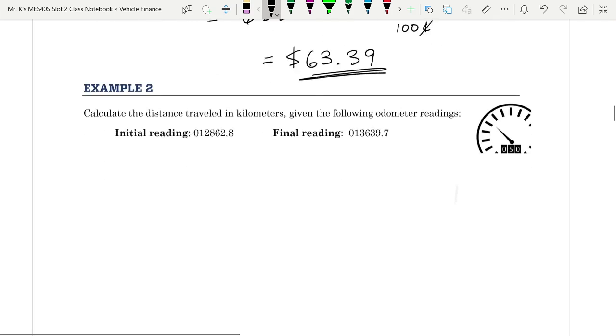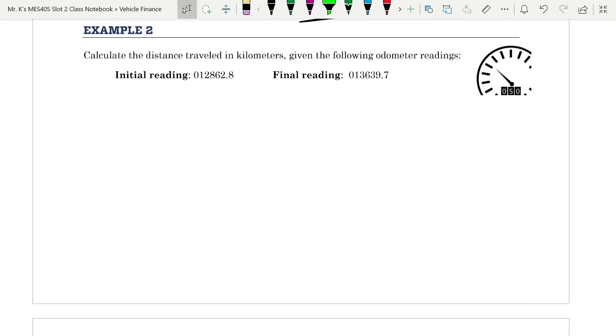Example 2, let's deal with distances. Everybody know what their odometer is? And I remember, not last year, the year before, I was teaching this course. Is that how you say that word? One of the students said, odometer? I always thought it was odometer. It's like, no, it's odometer, I think. Pretty sure that's how you pronounce it.